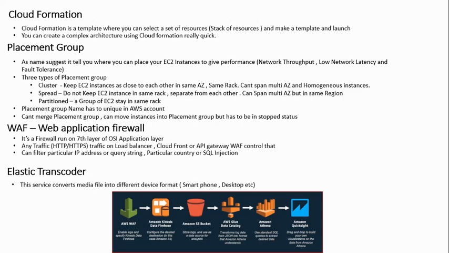WAF, Web Application Firewall. It's a firewall which runs on your seventh layer, which is the application layer of the OSI model. So any HTTP or HTTPS traffic that comes to your API, load balancer, CloudFront, or any of your instances, WAF controls that. It can filter any particular IP based upon the origin, the region, the location, or country. If there is any SQL injection, it can prevent that, or any type of query.